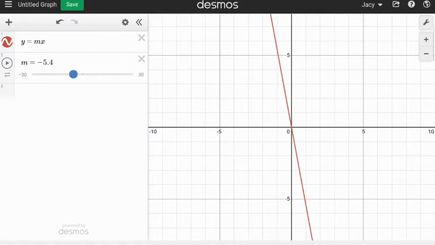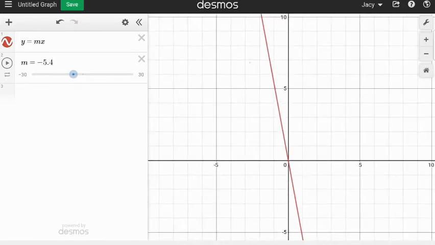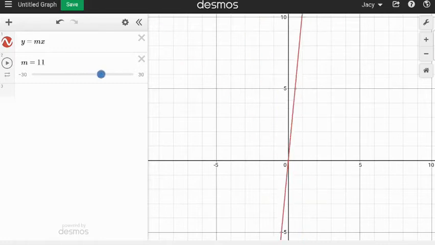And as I go negative, you can see my line gets steeper but in the other direction. So I want to compare as I move left to right down my graph. With negative slopes, it's down. If I change it to a positive slope, my graph is going up.